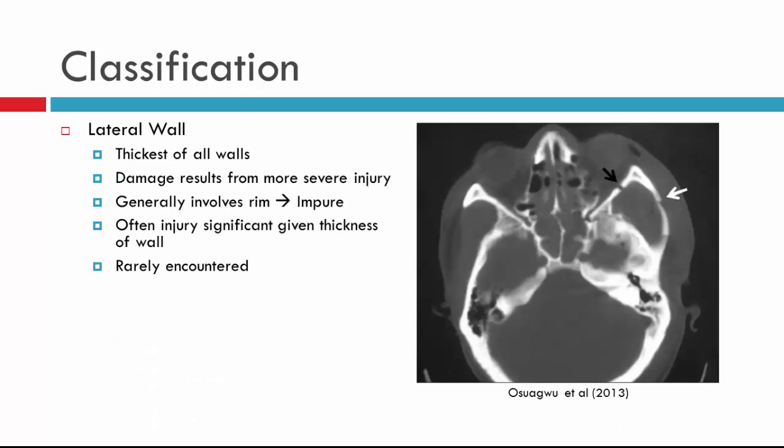And lastly, the lateral wall. This is the thickest wall and therefore is very rare to see being affected. But we do have a CT scan here of a patient who's had a fracture of the lateral wall of the orbit. So it generally affects the rim and is impure, and again you're looking at a relatively large injury that's causing this particular wall to fracture.